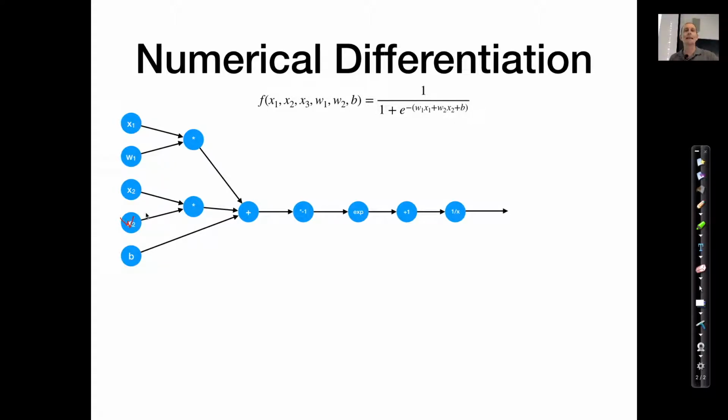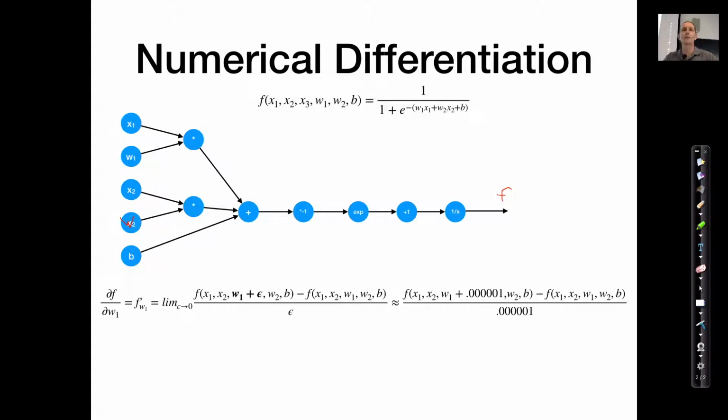So then we add together the two multiplications plus the b, multiply by -1, take the exponent, take e to the whatever, add 1, and take 1 over x. And this gives us out f. Questions on that? Okay, so let's go ahead and look at the derivative, right?